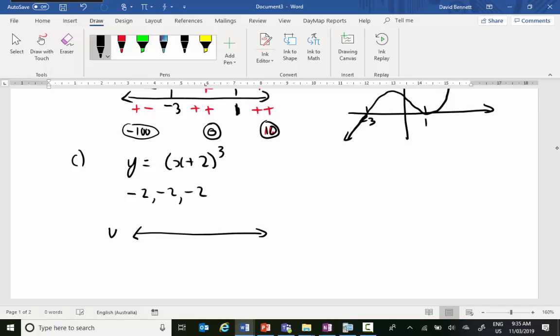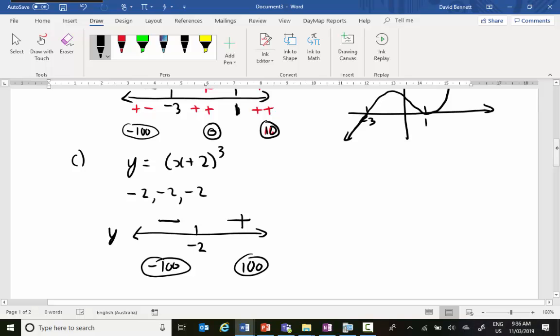I'm just going to do the same thing for -2. I'm only going to think of 2 values. So I'm going to think of a value like -100, and a value like +100. So if I had -100 in there, that's -98 times -98 times -98. So when I cube that, when I have 3 negatives, that's going to give me a negative. Now, if I've got 102 times 102 times 102, it's going to be a positive, which means it's going to be below the axis there and above the axis over here.